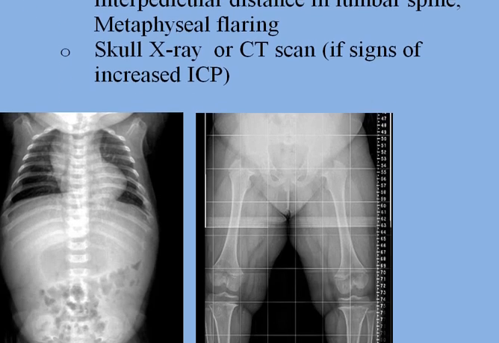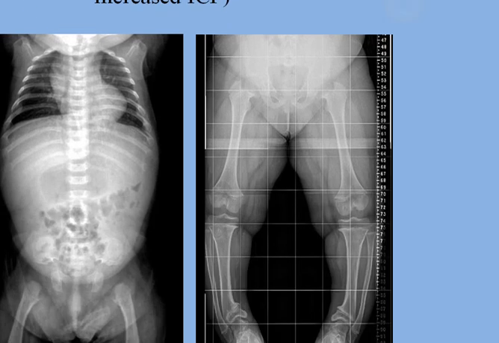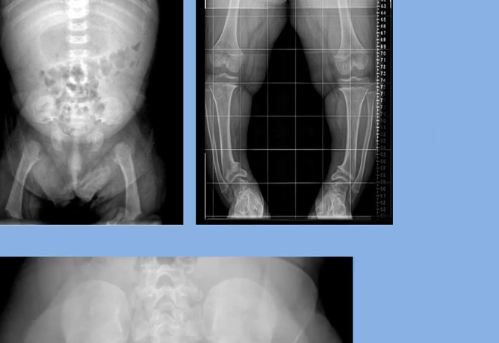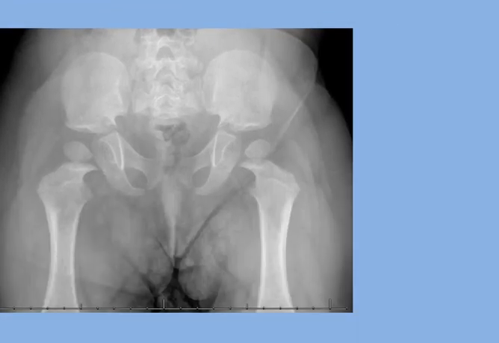See, these are the X-rays showing the short limb, and look at the bones and look at the humerus. This is a short humerus. Look at this, this is the bowing of the legs. See the iliac bones, femurs both.